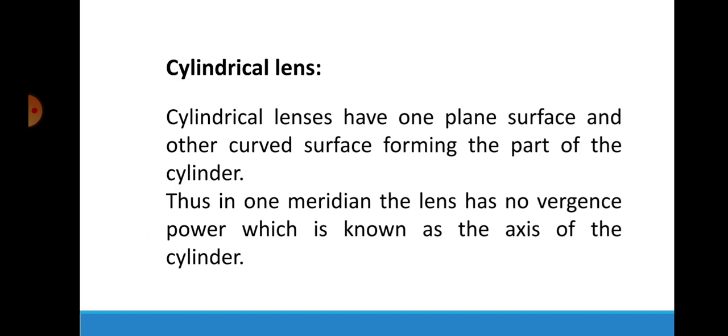So, let us discuss cylindrical lenses now. Cylindrical lenses have power in one meridian and in the other meridian there is no power. A cylindrical lens has one plane surface and another curved surface forming a part of a cylinder. Thus in one meridian the lens has no divergence power, which is known as the axis of the cylinder. So in one meridian there is no power, in the other meridian there is power.